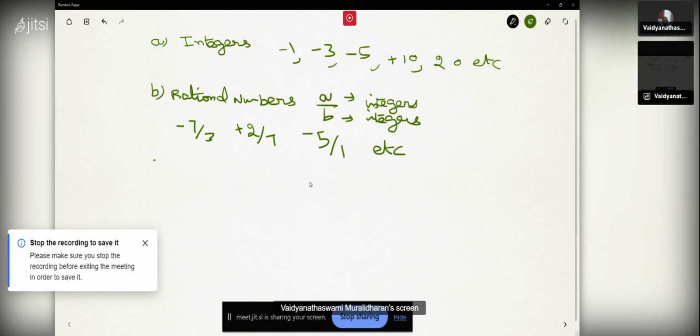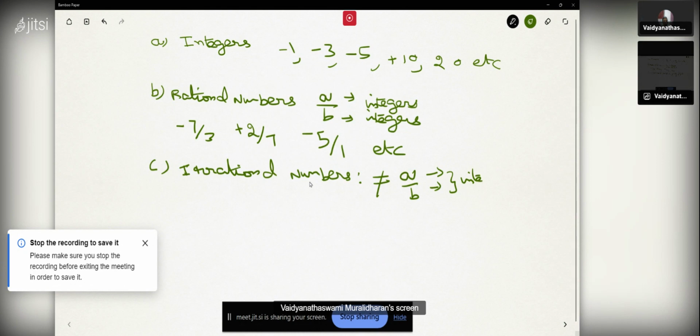Then comes irrational number. Irrational number means we cannot express it as a ratio of two integers, not equal to a by b, where a and b are integers. We cannot express actually.